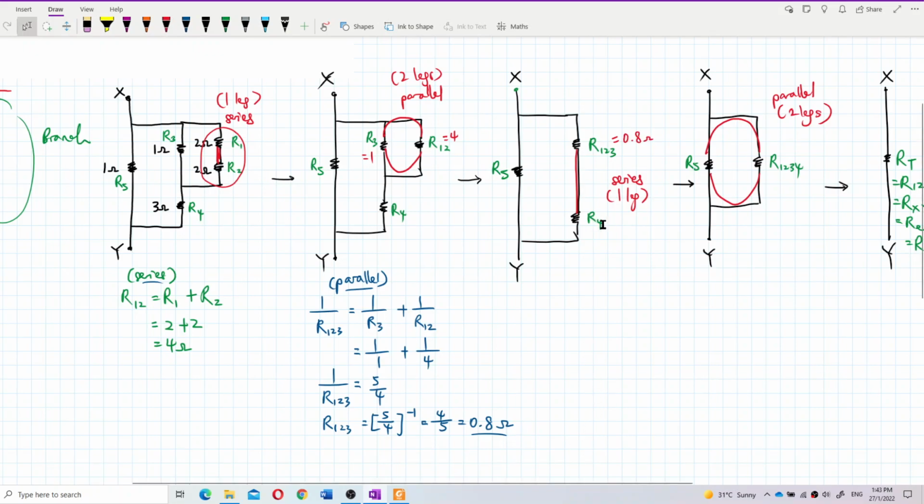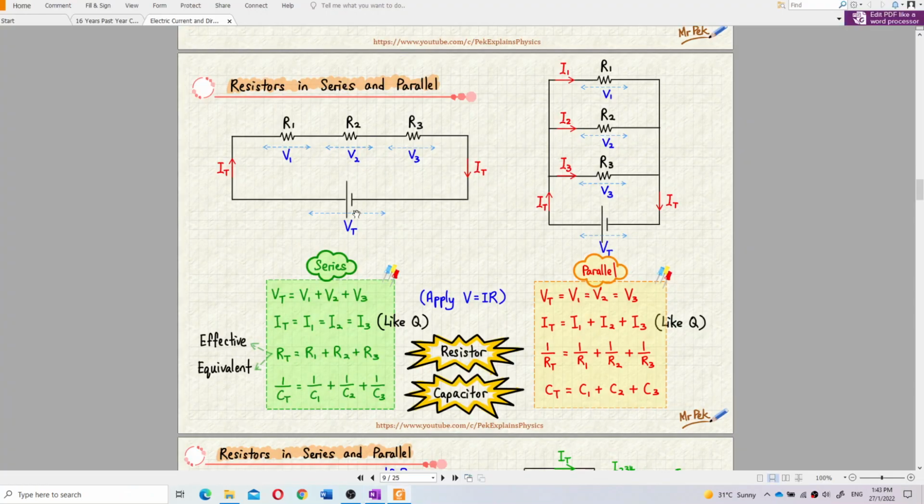And then R4, what is R4? R4 is 3 ohm, right? Yes, 3 ohm. Now this one is in series. You see that because they are connected with one leg connection. Series becomes a bigger resistor.